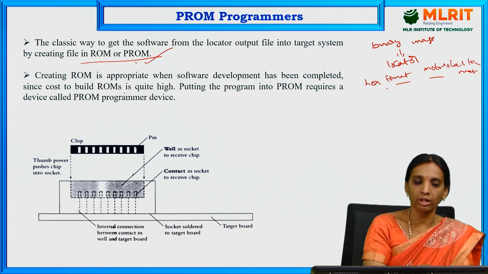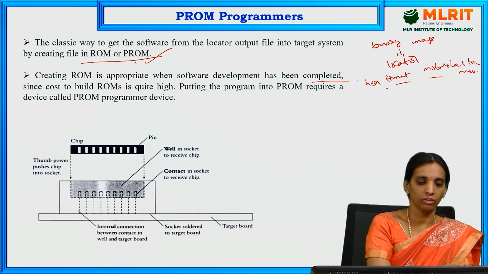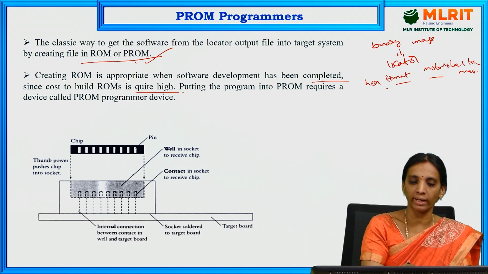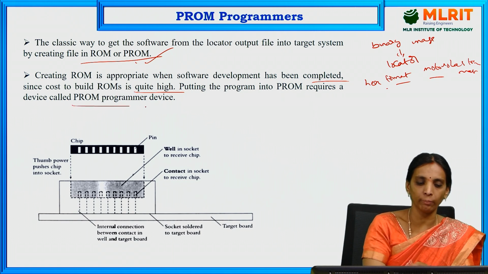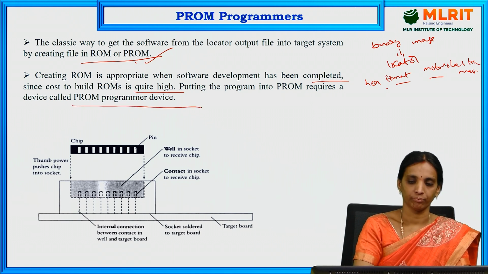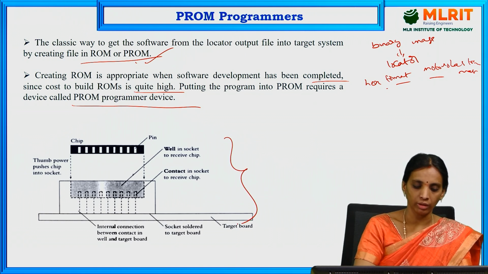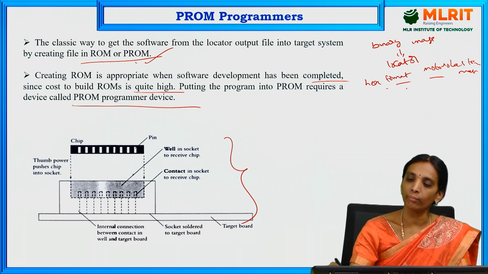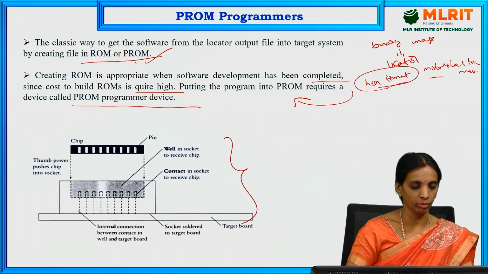Creating a ROM is appropriate when software development has been completed, since the cost to build ROMs is quite high. Putting the program into PROM requires a device called the PROM programmer device. By using the PROM programmer device, we can load our locator file, which is in this output file format, into the PROM device. This is an example of a PROM device.